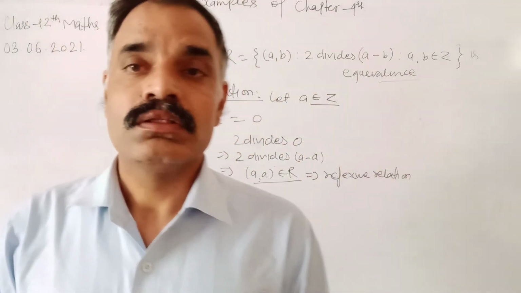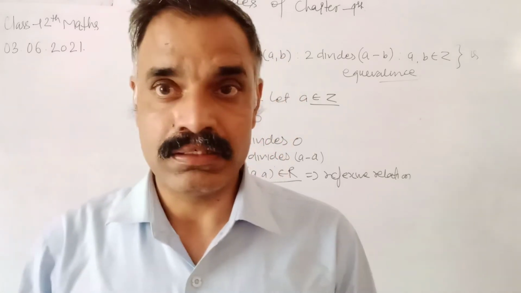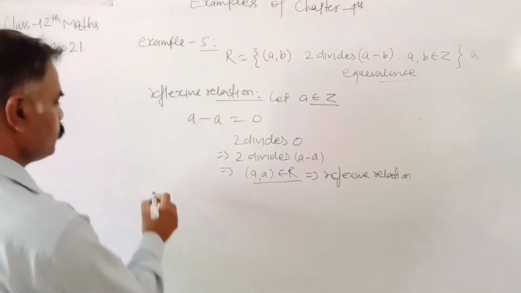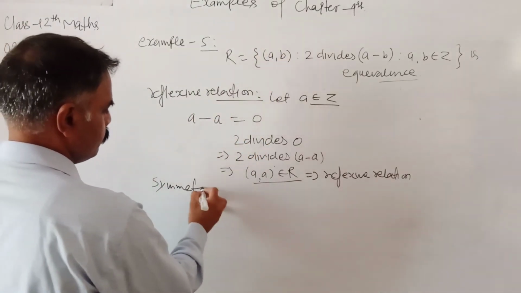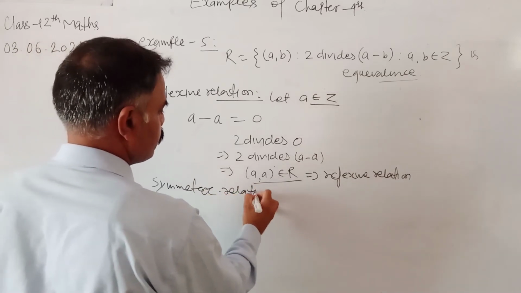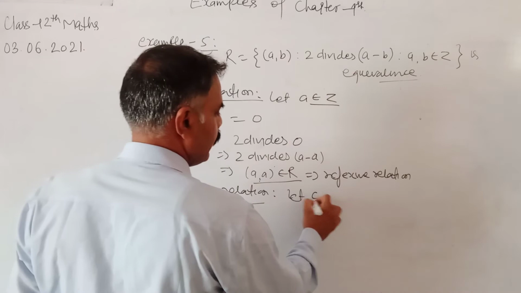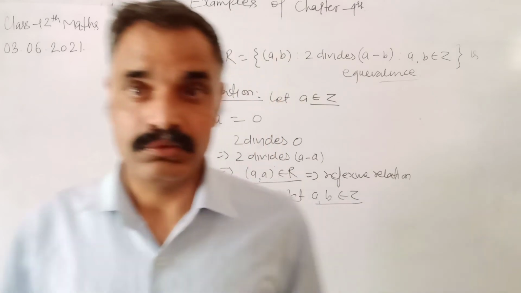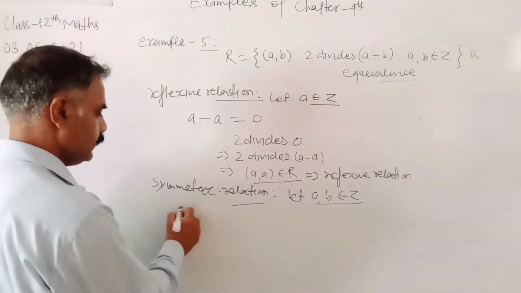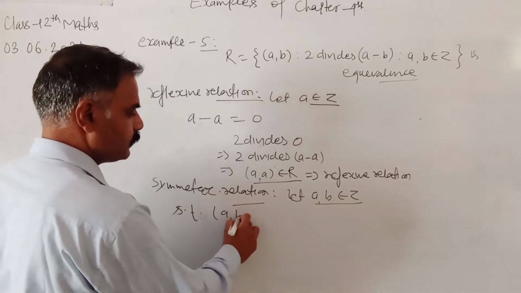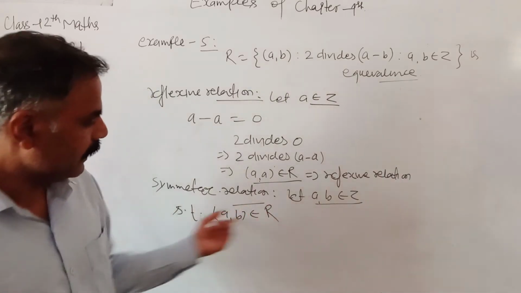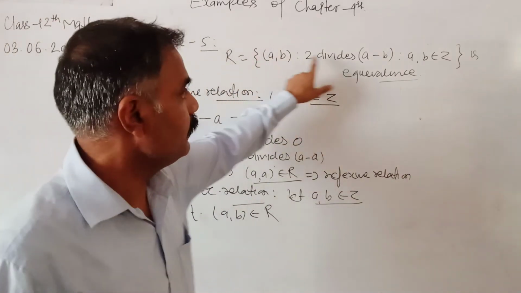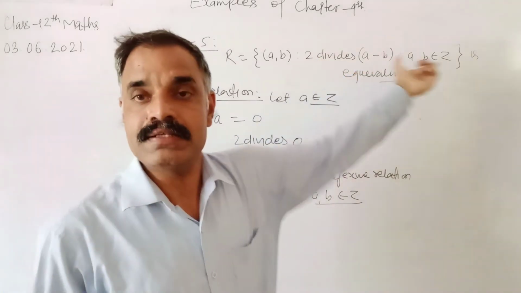Now we have to show that the given relation is a symmetric relation, and for a symmetric relation we require two elements. Let a, b belong to Z, the set of integers, such that (a,b) belongs to R also. (a,b) belongs to R. It means a minus b is divisible by 2, or 2 divides a minus b.